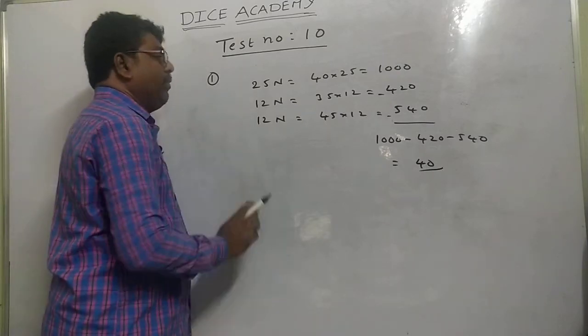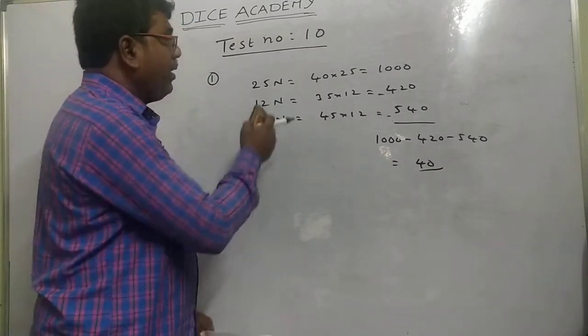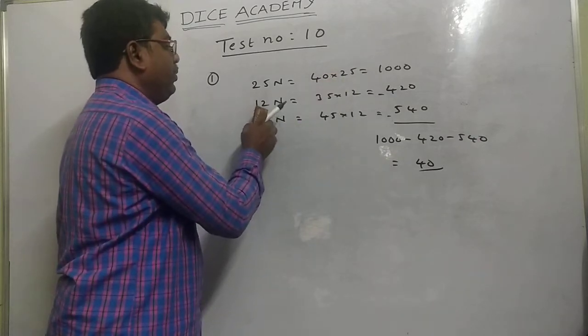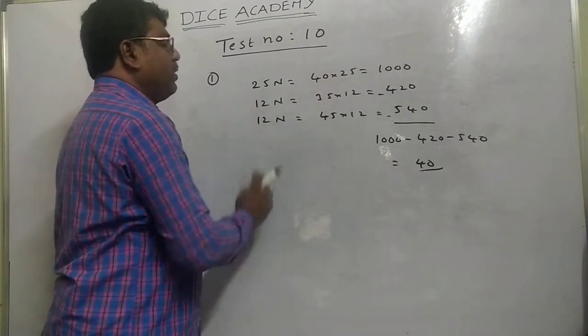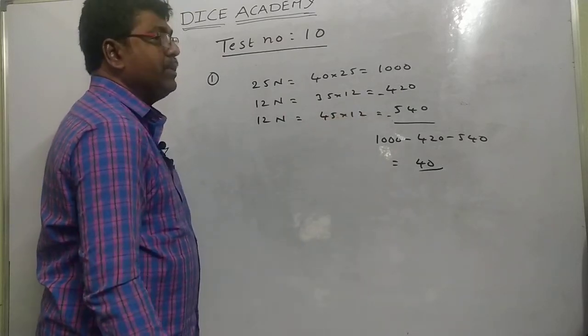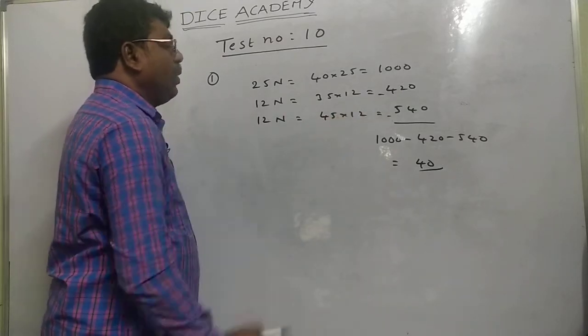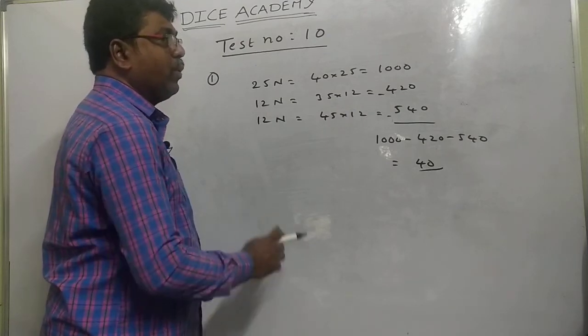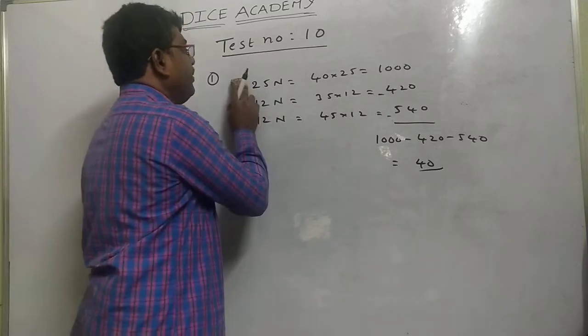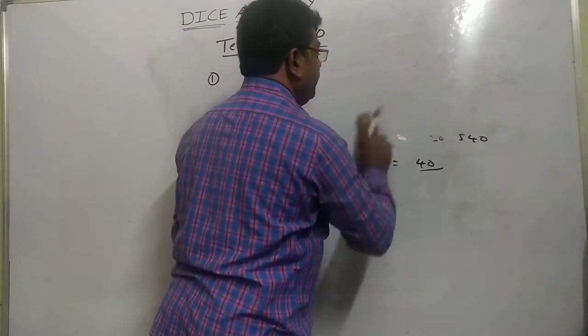Go for the second one. First of all, the sum of the 25 numbers is 1000, the sum of the first 12 numbers is 420, and the sum of the last 12 numbers is 540. So in the first there are 25 numbers, and in the second and third there are 12 plus 12, 24 numbers. 25 minus 24 numbers gives the remaining number, and that number, 40, is the required answer. Go for the second problem.